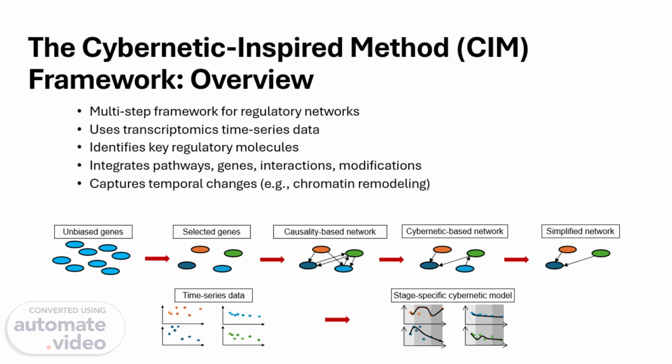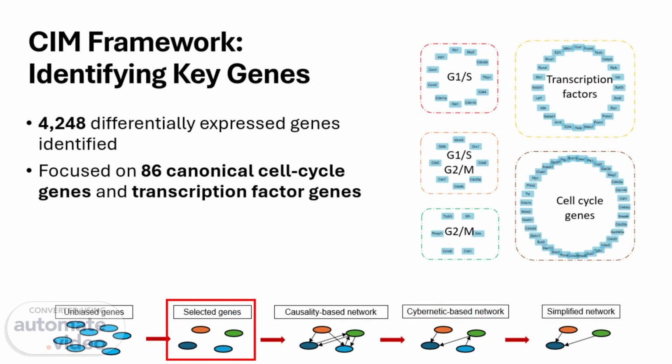The workflow at the bottom of the slide visually outlines these steps, from unbiased gene selection to constructing a simplified network. The first step in our CIM analysis involved significant data reduction. From the initial high-resolution data, we identified 4,248 differentially expressed genes. We then narrowed our focus to a more manageable set of 86 canonical cell cycle genes and transcription factor genes. This focused approach allows us to concentrate on the most relevant players in cell cycle regulation, as highlighted in the network diagrams.